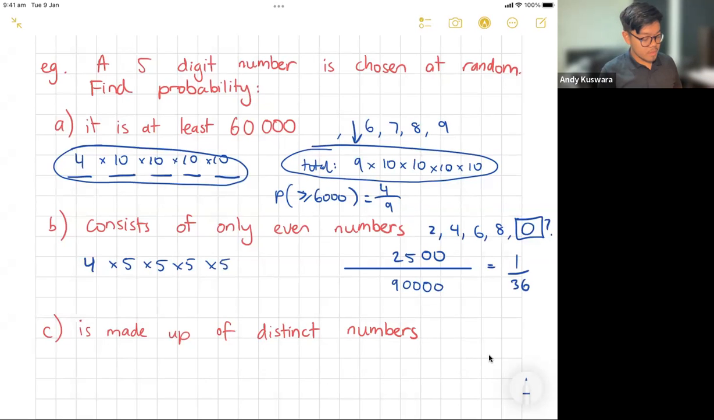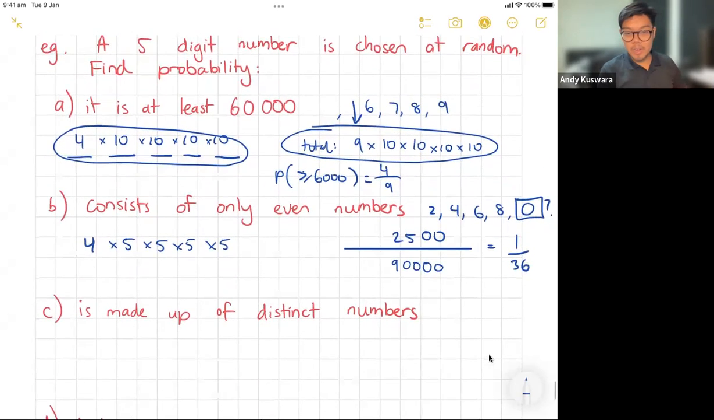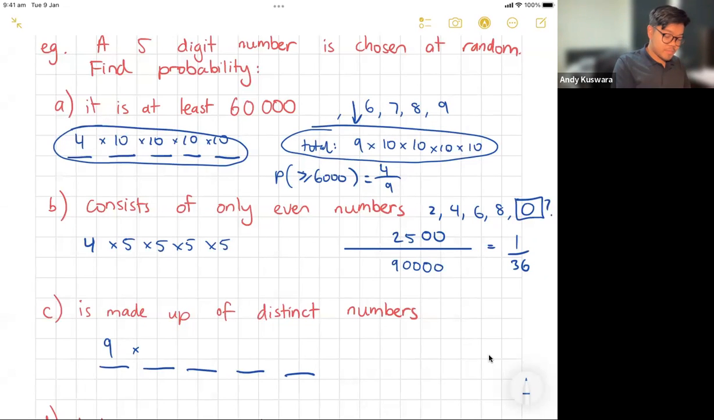There you go. Now, let's see how many ways we can find where it is made up of distinct numbers. That means we can't use the same number twice. So if I'm doing a 5-digit number, for the first number, I can have 9 options, because I can't use 0. But then after that, I'm going to have 9 times 8 times 7 times 6, because once I use a number, I can't reuse it.